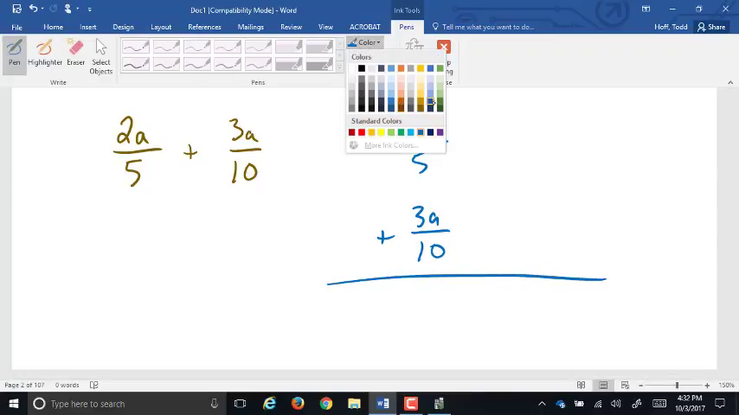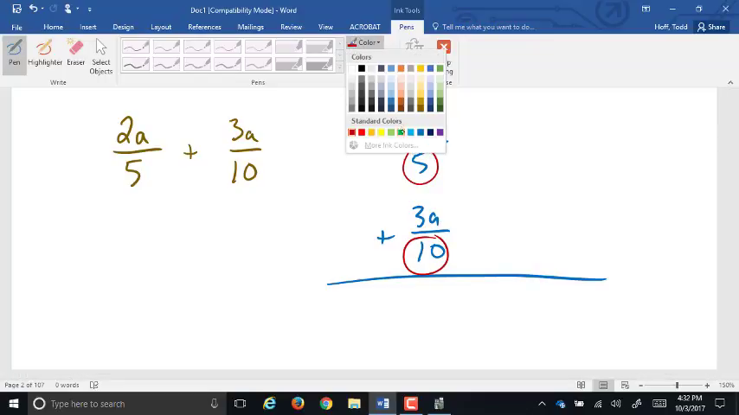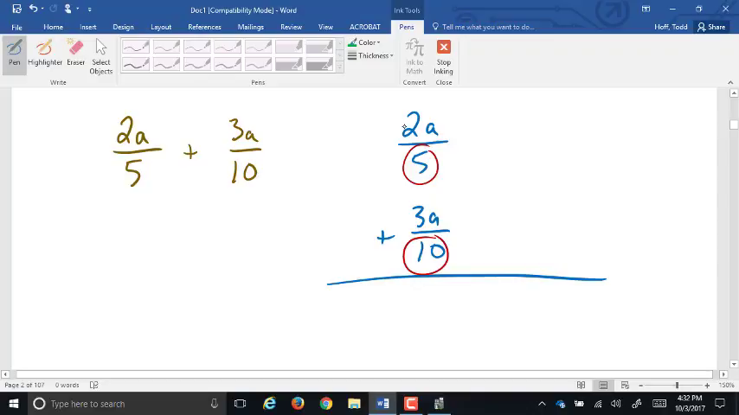Now in this one, my denominators are numerical yet. I have 5 and 10. What would the common denominator be for 5 and 10? Just 10. Perfect. What do I have to do to a 5 to turn it into a 10? Times 2, right? So I have to do the same to the numerator. 2a times 2 is 4a. Now the 3a over 10, since that's just going to stay tenths, that's just going to stay 3a.